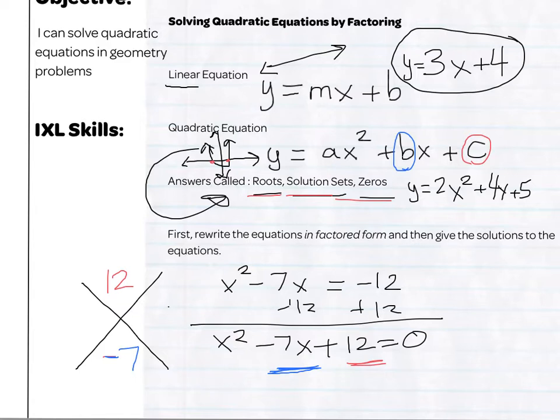So I'm going to try two numbers that I think would work, and I'm going to try 6 and 2. Well, 6 and 2 absolutely multiply to 12, but they don't add or combine in any way to negative 7. So those two didn't work. So let's try another two.